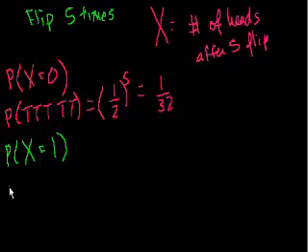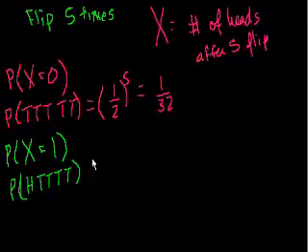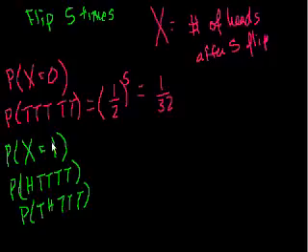Well, that could just be the first flip. It could be heads, then tails, tails, tails, tails, tails. Or it could be the second flip: tails, heads, tails, tails, tails, and so forth. This 1 head that you get could be in any of the 5 spots, right? So what's the probability of each of these situations?